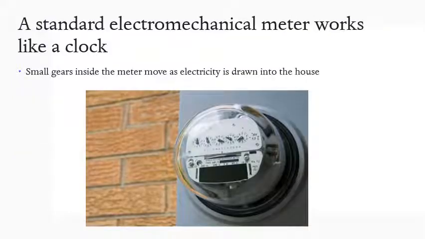A standard meter works like a clock. You might have seen these on the sides of your house or other houses. There are small gears inside the meter that move as electricity is drawn into the house. They're just summing up the amount of electricity used over the course of a month. Then the utility comes in, checks that, and charges you for what you've used.